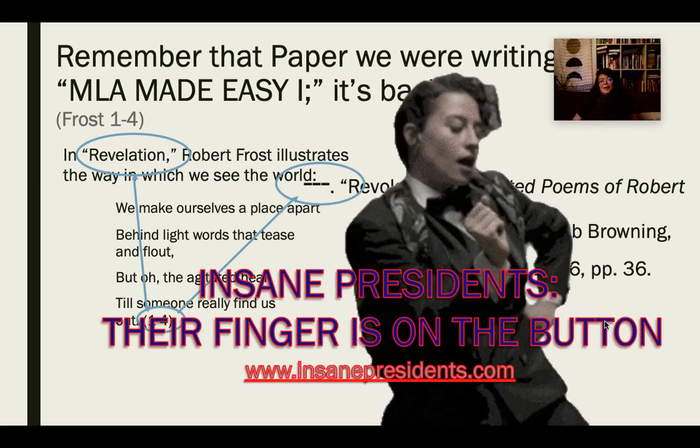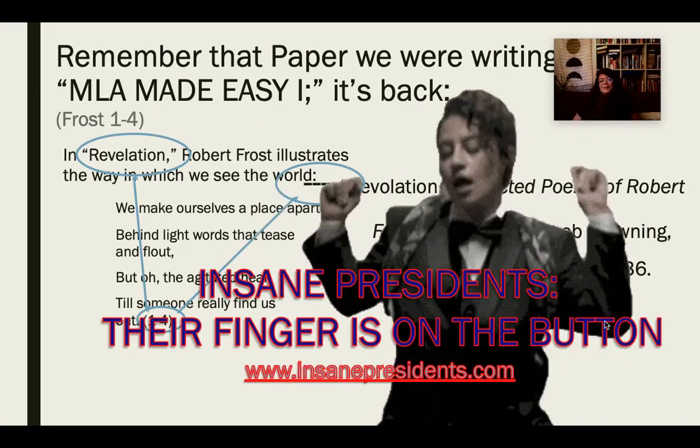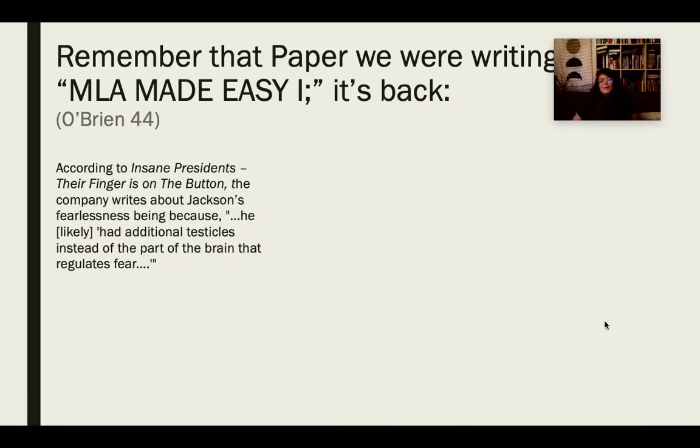We can't forget about insanepresidents.com, right? So we have our electronic source. According to Insane Presidents, their finger is on the button. The company writes about Jackson's fearlessness because he likely had additional testicles instead of the parts of the brain that regulates fear.